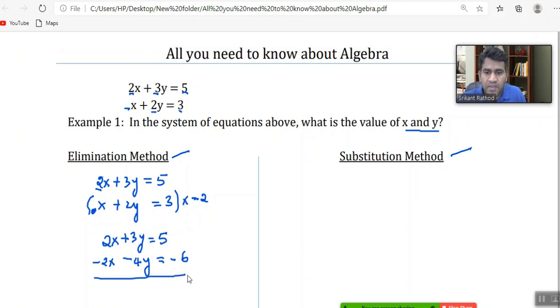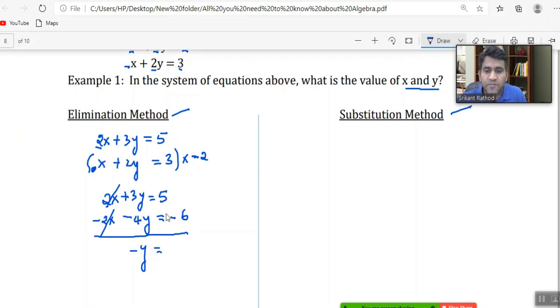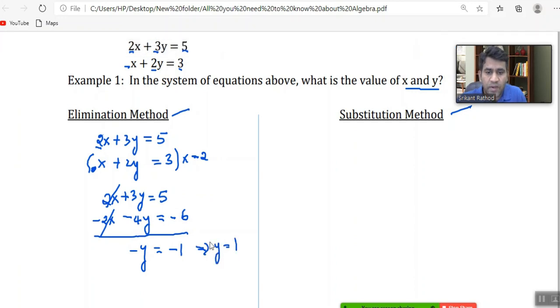Now after making this, what can we do? We have plus 2x and minus 2x, so add the system of equations. When you add them, plus 2x and minus 2x cancel out, and plus 3y minus 4y becomes minus y, which equals 5 minus 6, that is -1. So from this I can say the value of y is 1.